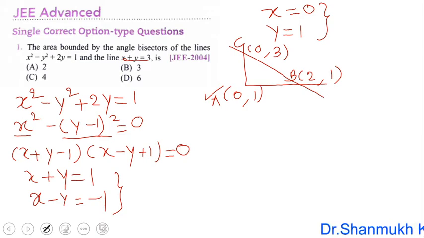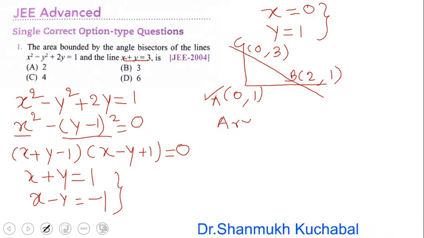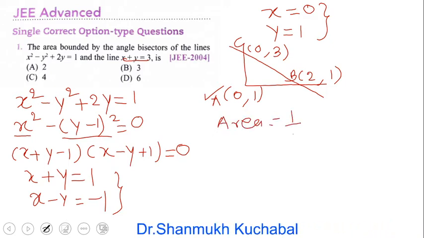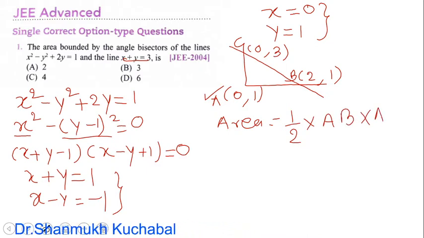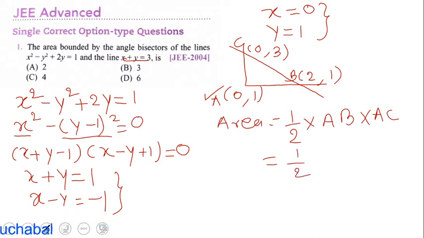Therefore this is a right angle triangle. So the area of this is half base AB into height AC. Using the distance formula we have to calculate the base and the height here. AB, the distance, is under the square root of 2 minus 0 square plus 1 minus 1 square. So root 4, we get it as 2 here.